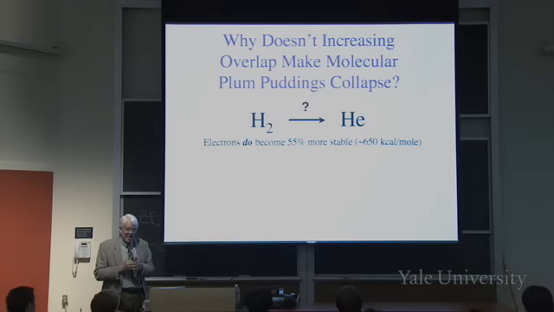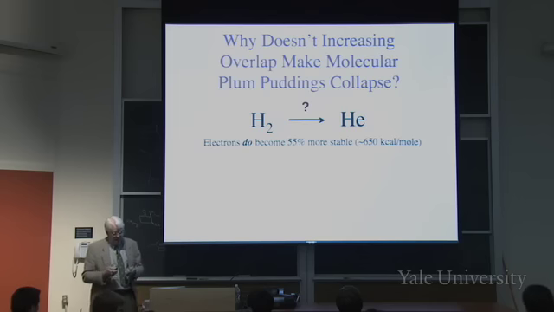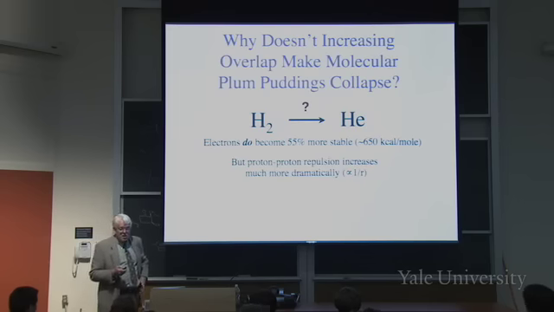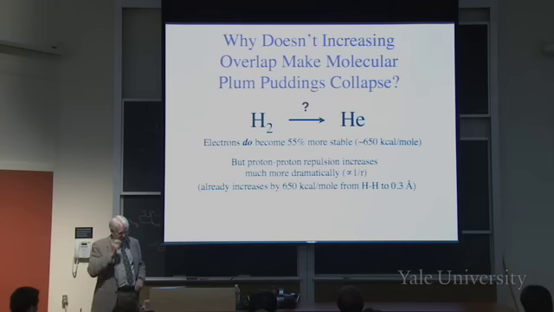Why don't they? Elizabeth? The protons repel. Because the protons will repel one another. That depends on 1 over R, right? And that increases much more dramatically. In fact, the amount by which the electrons would become more stable is 650 kilocalories per mole, but the nuclear repulsion increases by that much by the time they get to 0.3 angstroms, let alone the last little bit when 1 over R gets enormous, okay?